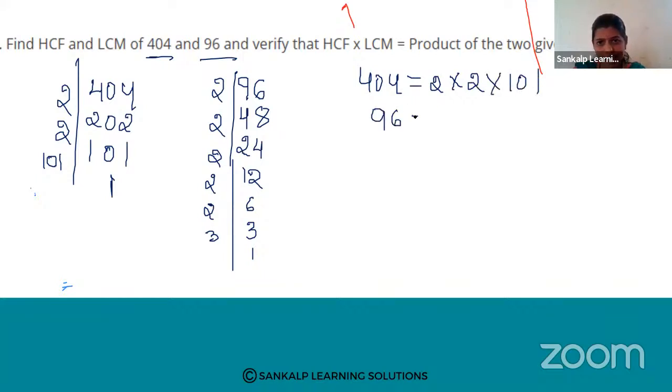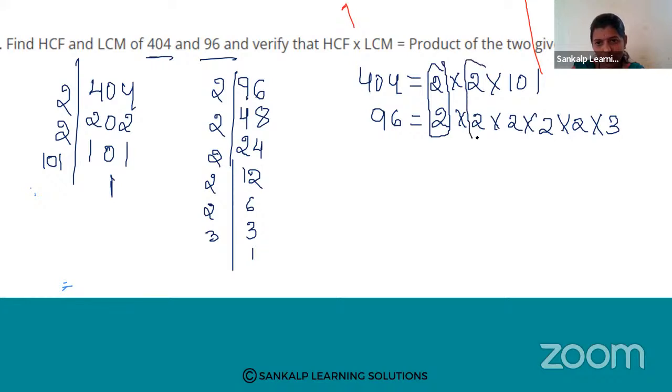Next, 96. 96 is 2 into 2 into 2 into 2. How many times is 2 repeating here? 1, 2, 3, 4, 5. Right. So into 3. So 2 is common here. Next, 2 is common. Okay, only these two numbers are common. Therefore, what is the HCF here? 2 into 2, that is 4.